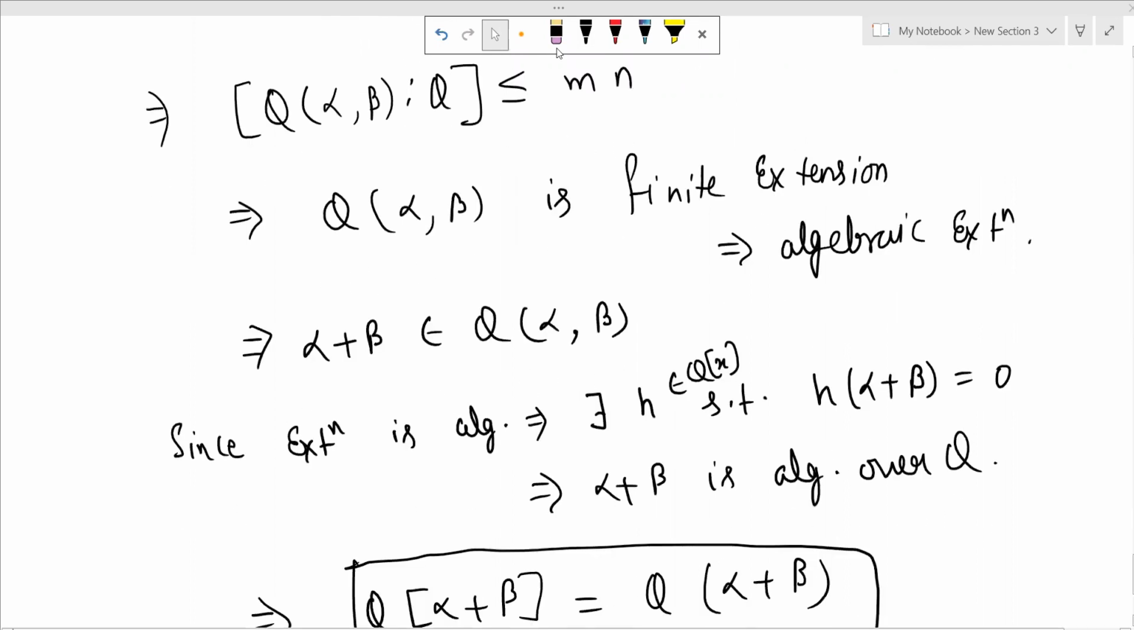Okay. Jennifer, is this clear or not? Yes, sir. Do you have any doubt or something? Sir, can we conclude that the sum of two algebraic numbers is algebraic? Yeah, this is the proof I gave you. The sum of two algebraic numbers is an algebraic number. I gave you a proof for this. Okay, sir.